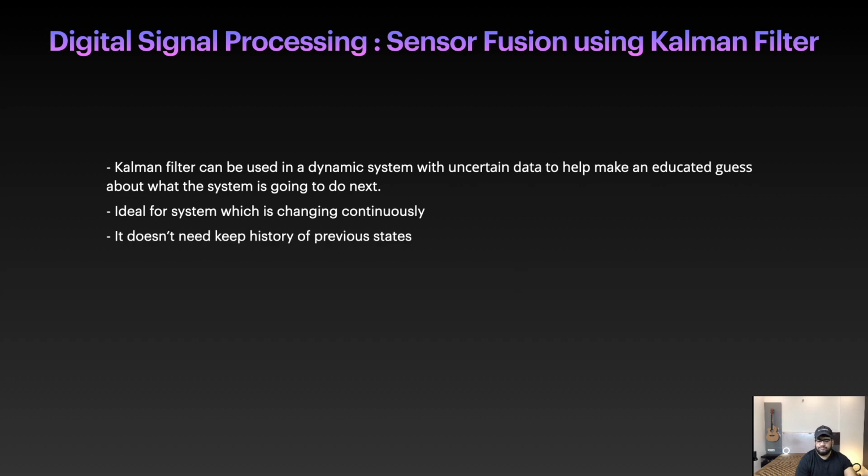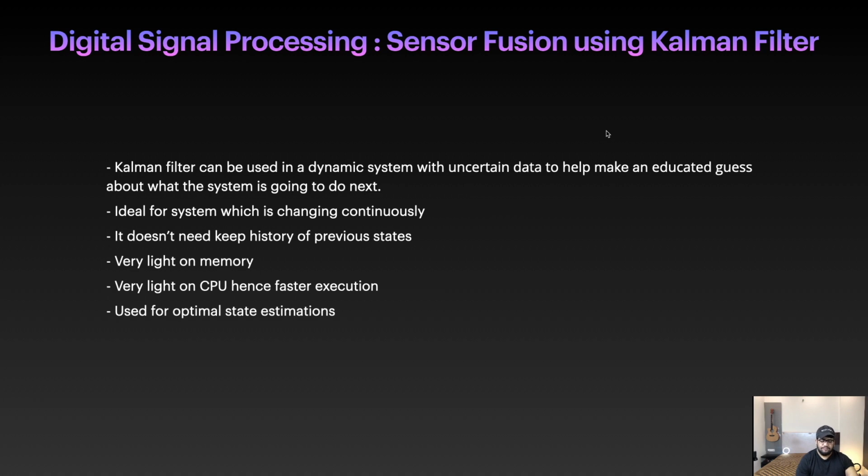It does not keep history of the previous state. As I already mentioned, the complementary filter needs the previous value to integrate over time, but nothing of that sort in Kalman. And that is why it's very light on memory and very light on CPU for faster execution. And again, it's used for optimal state estimation. It is used to estimate the state of a system and what it is going to do next, based on the values you are providing it. Very powerful concept, and everywhere you need to use sensor fused values, Kalman filter is a go-to filter. I have seen it everywhere. If you have more than one sensor and you need to get some useful information, Kalman filter is the one thing which everyone uses for sensor fusion.